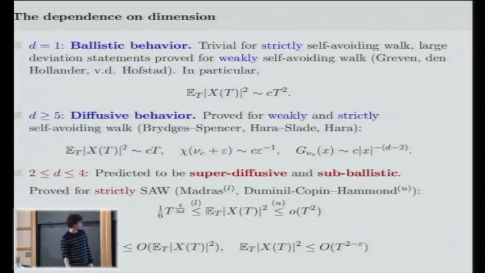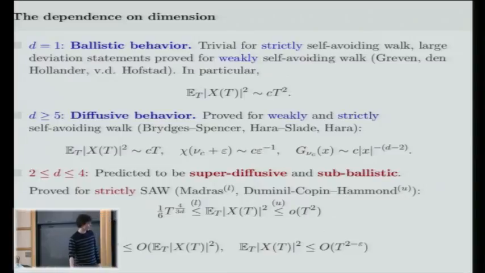For dimensions 2, 3, and 4, the situation is believed to be different. The self-avoiding walk is supposed to be super diffusive and subballistic. The best bounds known are these. There's a lower bound and an upper bound.